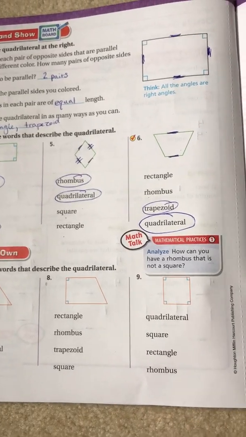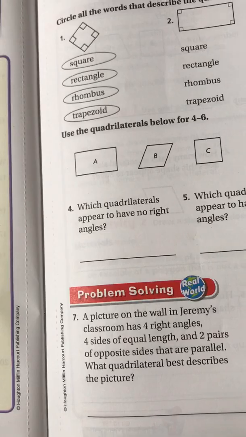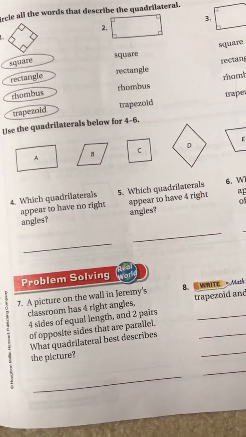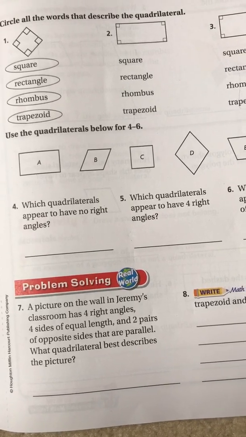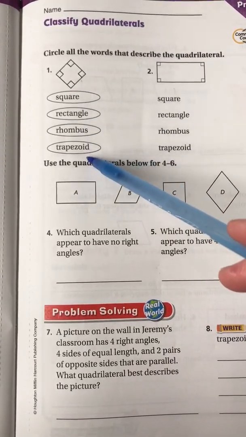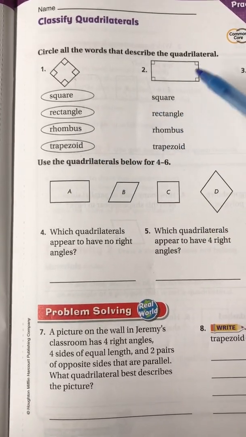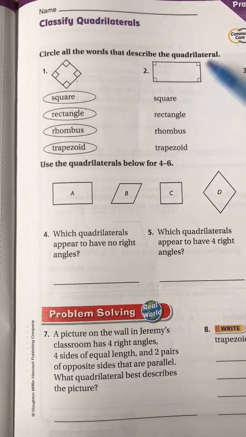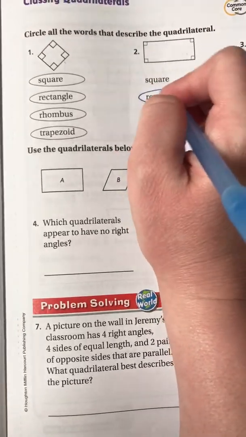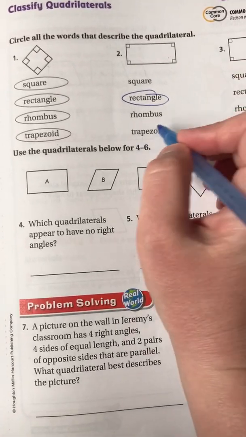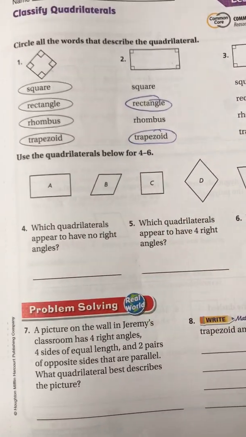Okay, well, let's jump over to homework here. You're going to do the same thing with these that we just did. Okay, so like this one is a square, it's a rectangle, it's a rhombus, it's a trapezoid. Okay, but this one is not a square. It doesn't have 4 sides of equal length. It is a rectangle. It's not a rhombus. It doesn't have 4 sides of equal length, but a rectangle can be a trapezoid.